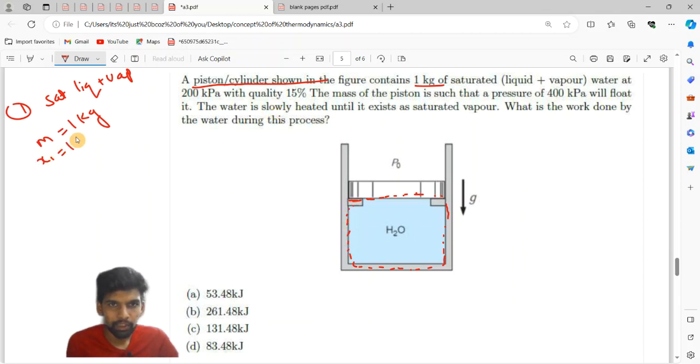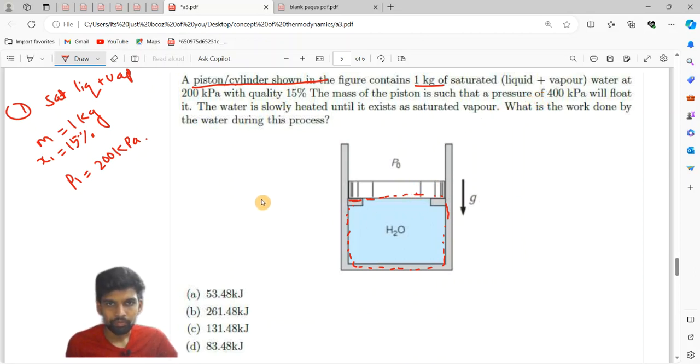The quality at state 1 is 15%. I hope you are aware of quality and all these terms, and also saturated liquid and saturated vapor, all this concept. If not, you can watch my previous videos where I have mentioned these terms in greater detail. Also, the pressure they have given us is 200 kPa. All these things are for water. The mass of the piston is such that a pressure of 400 kPa will float it.